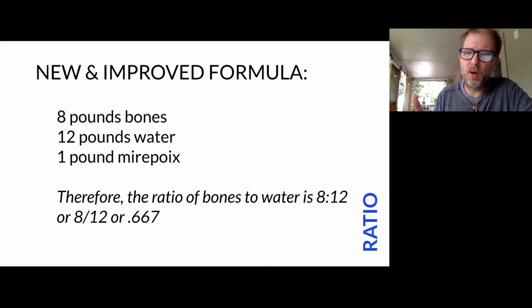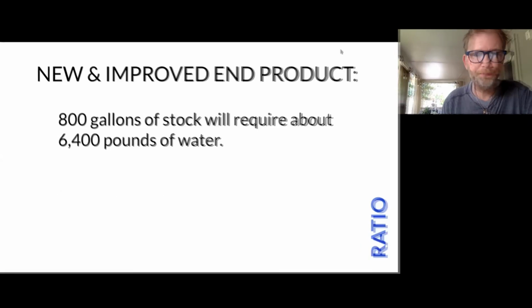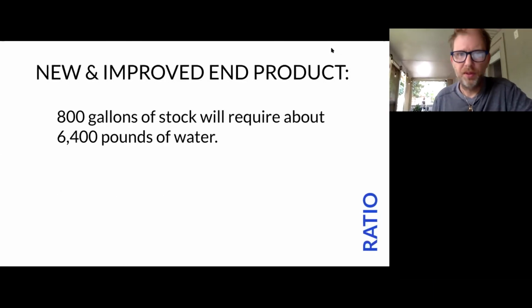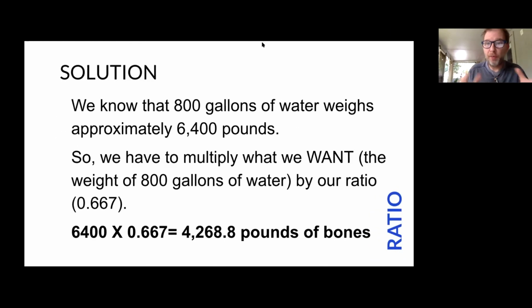The ratio of bones to water is 8 to 12, or 8 divided by 12, 8/12, a fraction, or 0.667. Now we can move on and answer the question. We've already figured out that 800 gallons of stock is going to require 6,400 pounds of water, right? We already know that. Okay, now we can solve the problem.